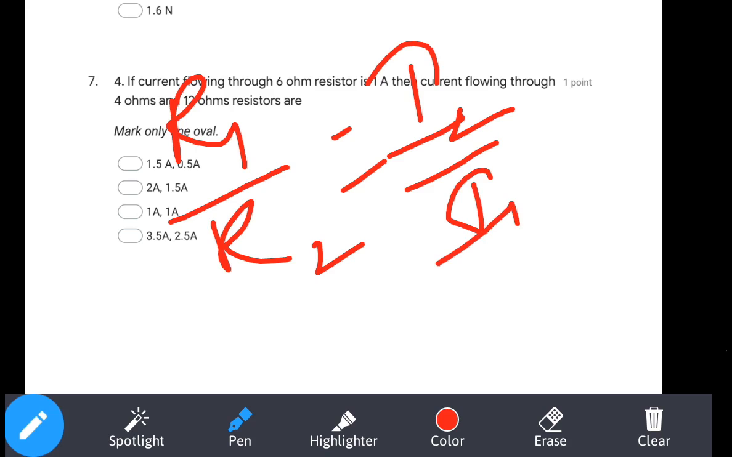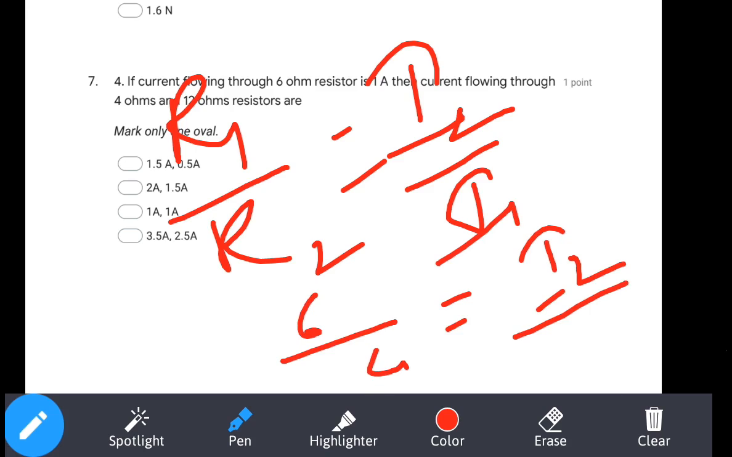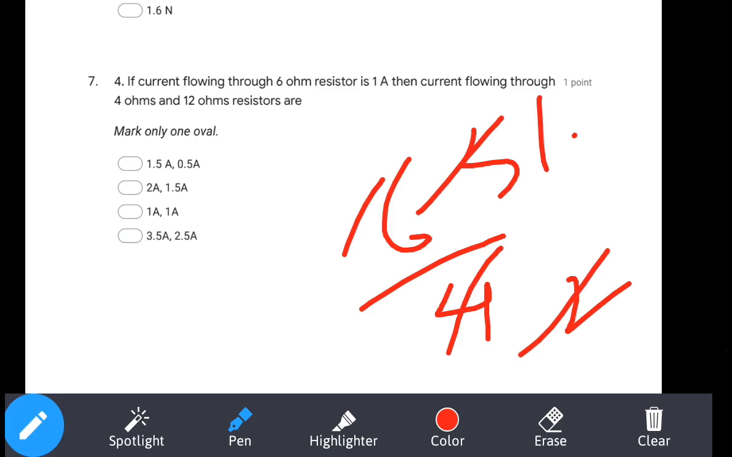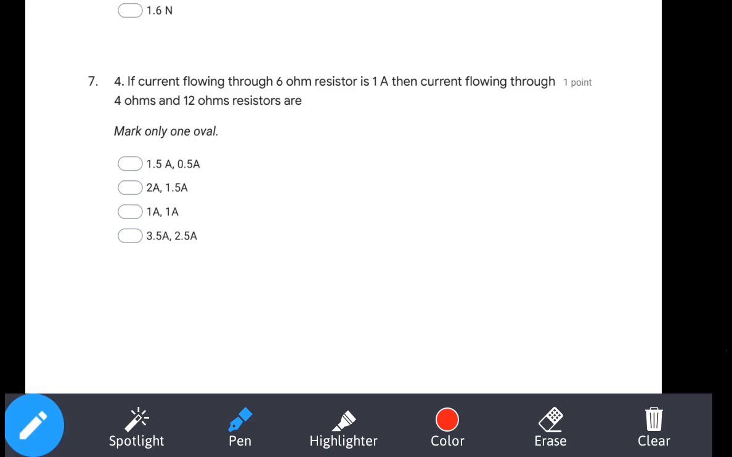R1 value they have given is 6, R2 value is 4. I2 value we have to find. I1 value is 1. If I bring this 1 to the left side, 1 into 6 is 6. So 6 by 4. 2 2s are 4, 2 3s are 6, so how much? 1.5. So the first one is 1.5. Only two options contain 1.5, so we can eliminate C and D.